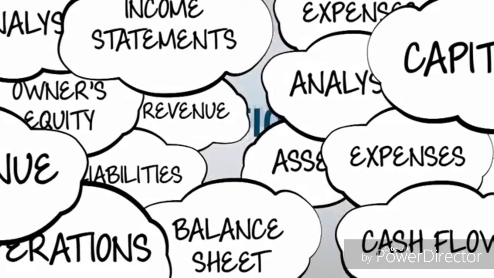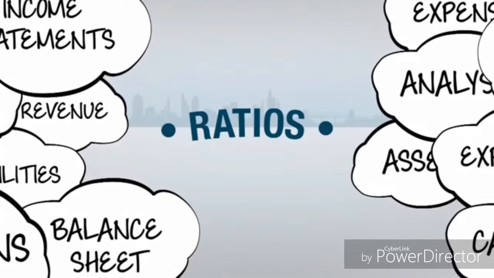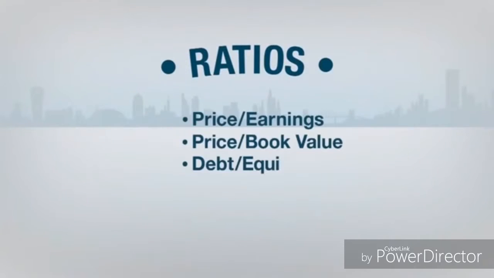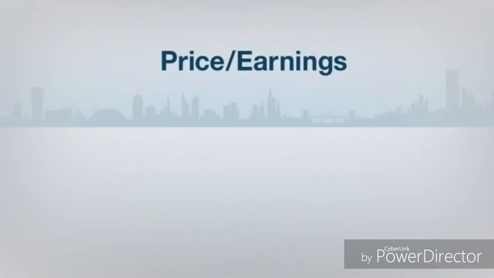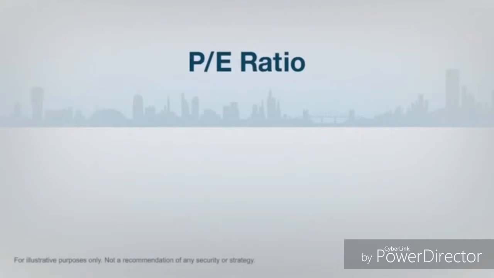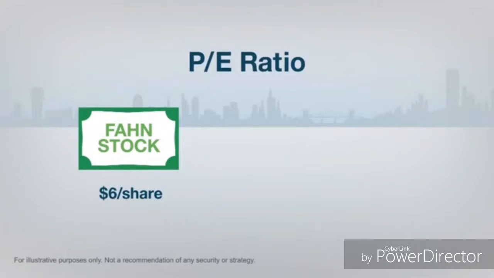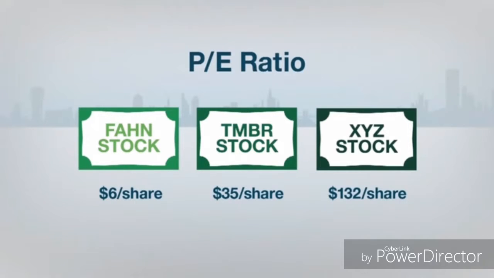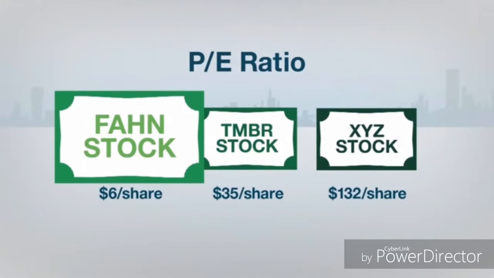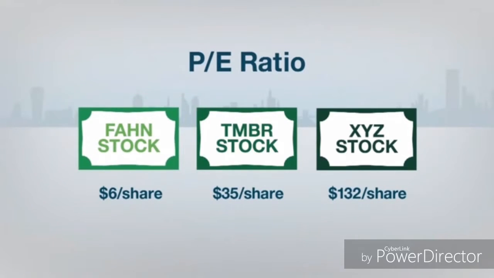This is why investors may use ratios. There are several ratios that can help an investor compare stocks, but we'll focus on one of the most common, the price to earnings, or PE ratio. Let's say you have one stock that costs $6 a share, another at $35 a share, and a third at $132 a share. How would you know which one is the best value? You might assume the $6 stock is the best value because it's the cheapest. However, this might not be the case because a company's value may depend largely on the company's earnings.